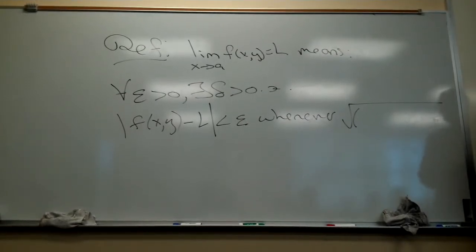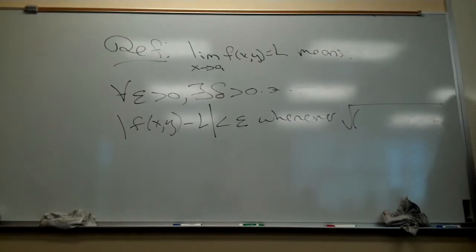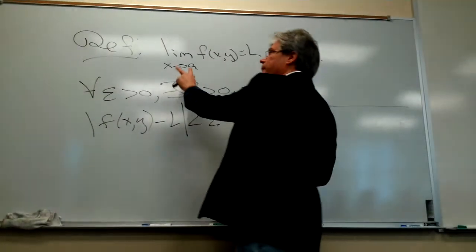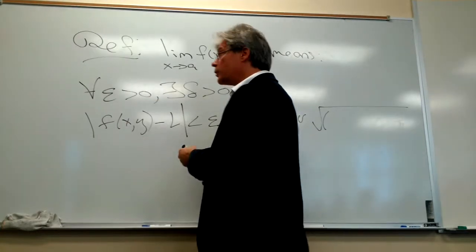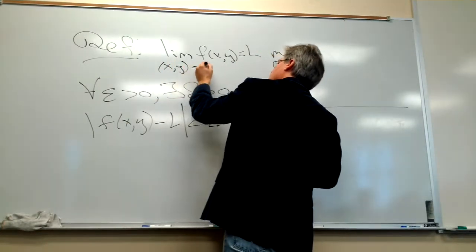I've already made a mistake with my notation. I meant to say the limit of f of x comma y equals L if, or excuse me, as the ordered pair x comma y goes to a comma b.